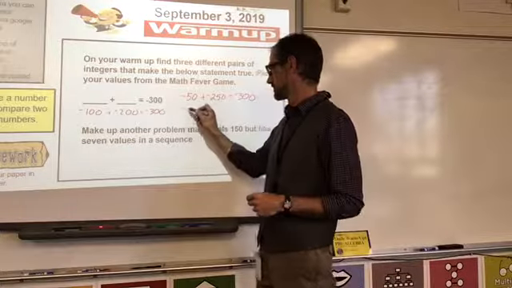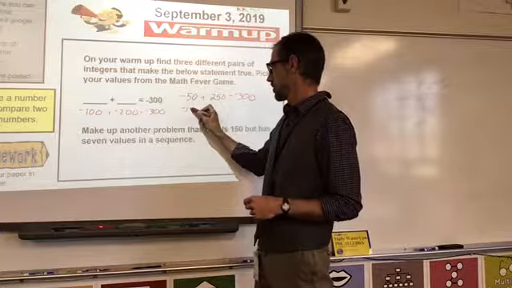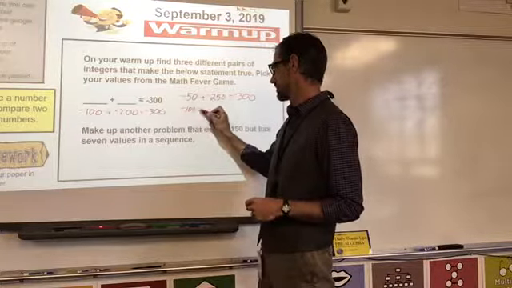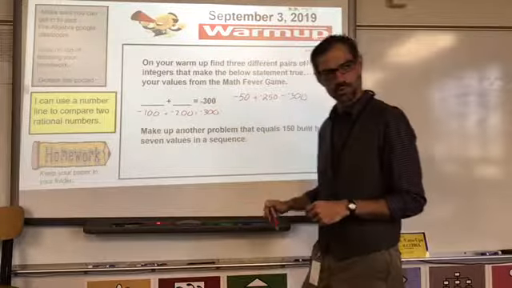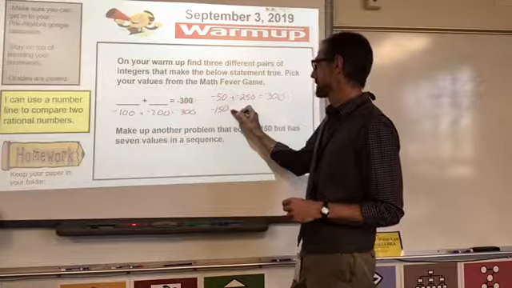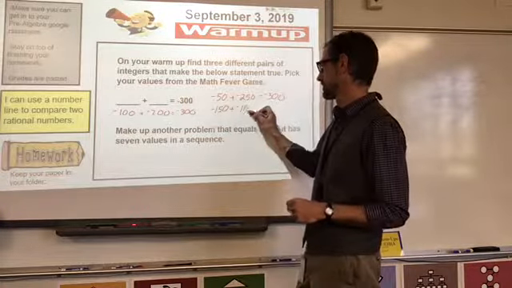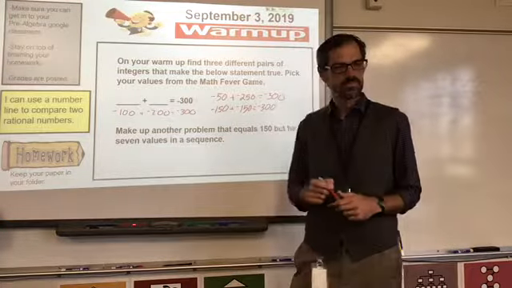Negative 100 plus negative 150. Oh, wait. Oh, no. There's one more combination. Negative 150 plus negative 150. That also equals negative 300. Okay?